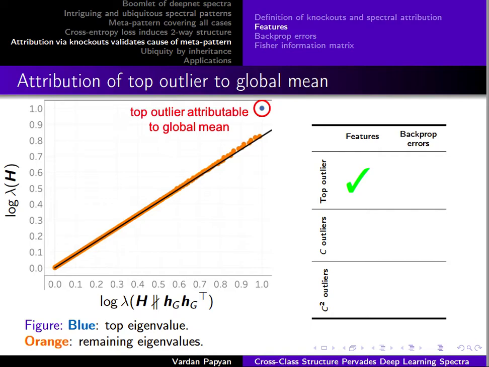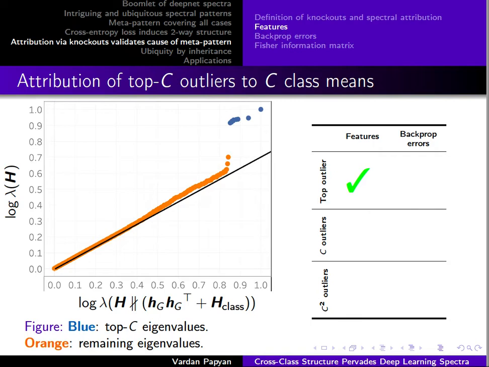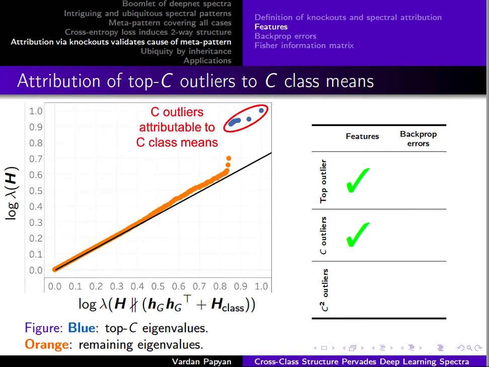Here's another example. Here I'm showing you on the y-axis the spectrum of the features, and on the x-axis the spectrum of the features after I eliminate the class means. Notice how there's a set of C outliers which are eliminated by knocking out the class means. This means that these C outliers are attributable to the class means. In the case of the features, there's no C-squared outliers, so I'm just going to write not available.